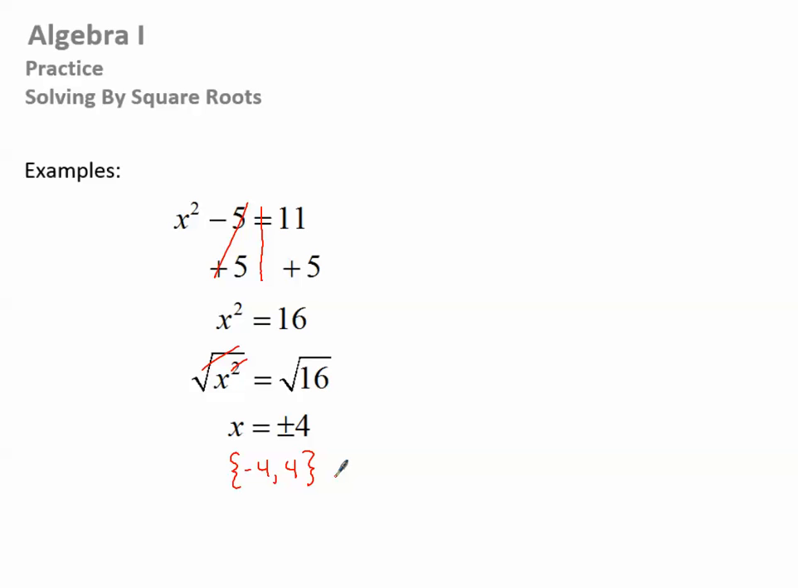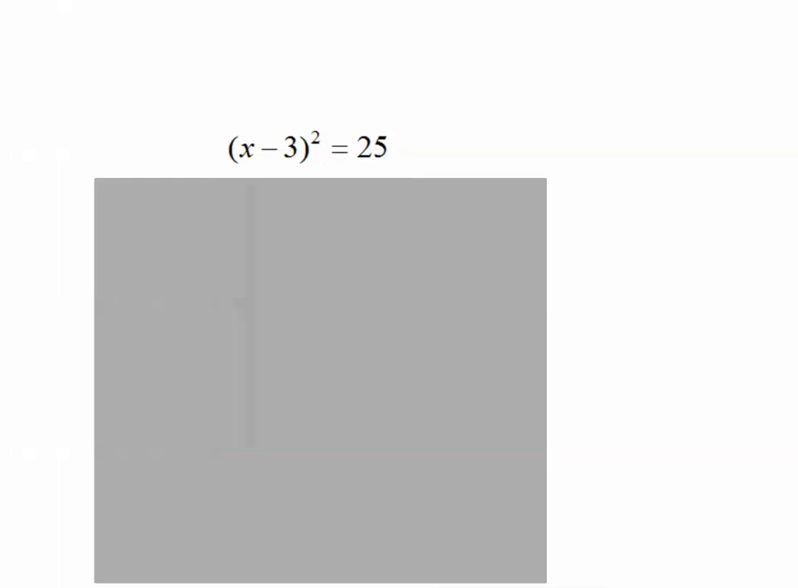Why is it both? Because if x squared equals 16 and x could be 4, well, 4 squared makes 16, of course, but so does negative 4 squared. Negative 4 times negative 4 makes 16. So we have to do plus or minus anytime we take the square root when we're solving. Let's look at the next example.